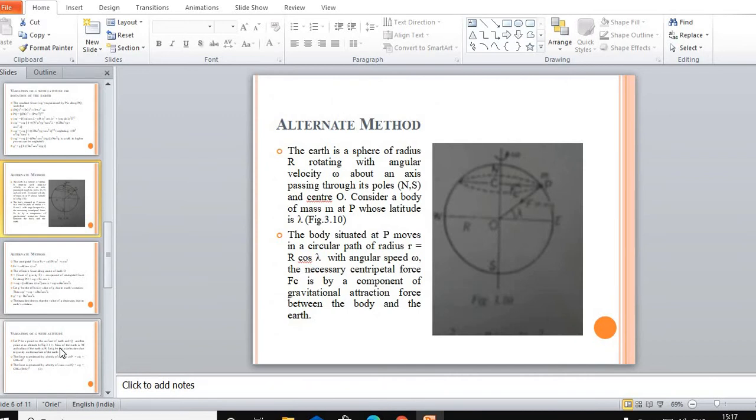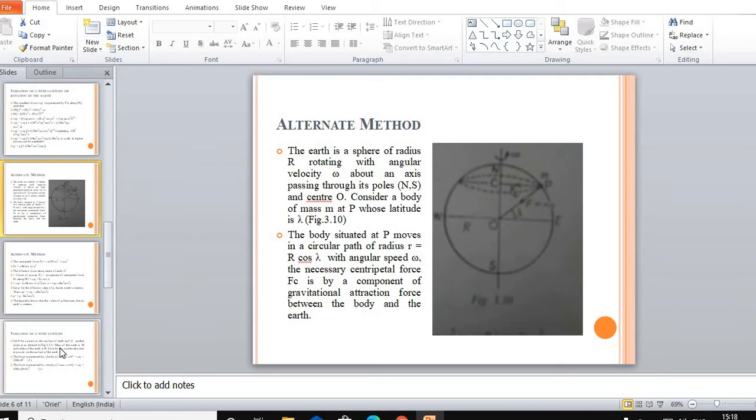The same topic, that is variation of g with latitude, can also be discussed in another method. Here the Earth is a sphere of radius R rotating with angular velocity omega about an axis passing through its pole NS and center O. Consider a body of mass m at P whose latitude is lambda. This is shown in the figure. The body situated at P moves in a circular path of radius small r equal to capital R cos lambda with angular speed omega.